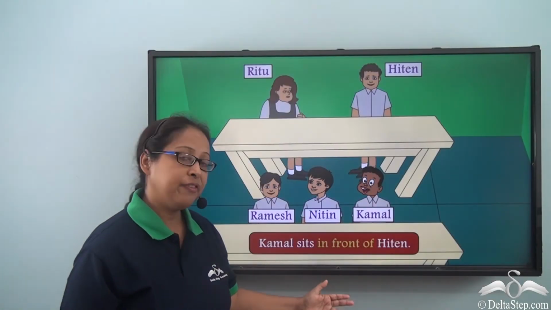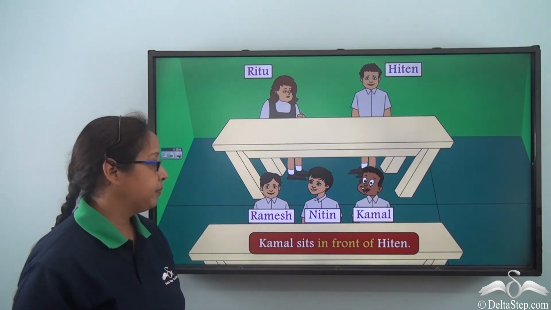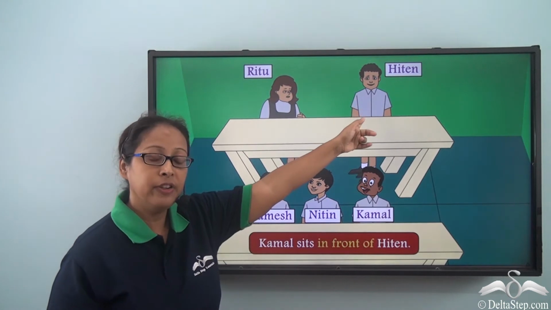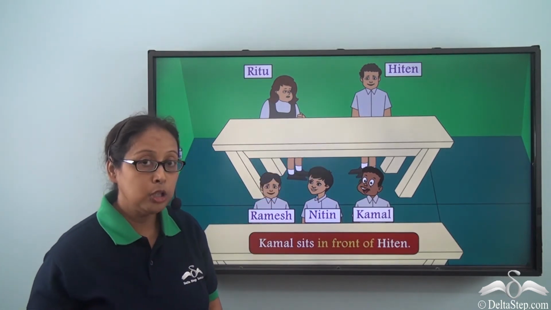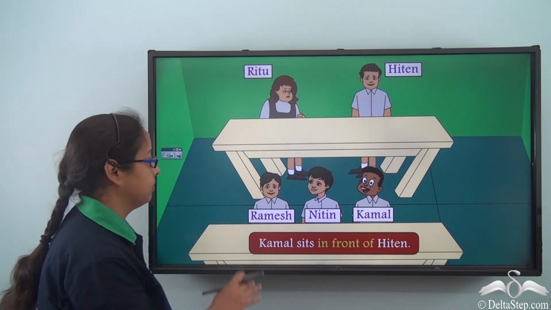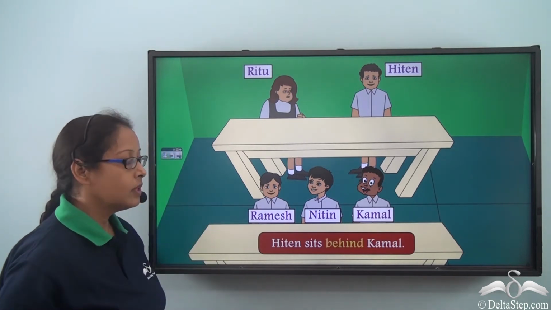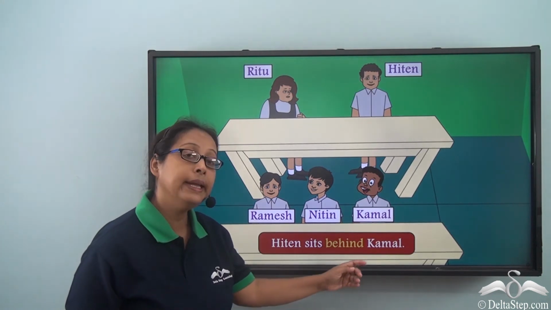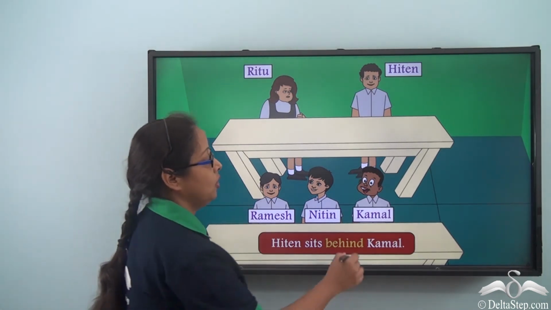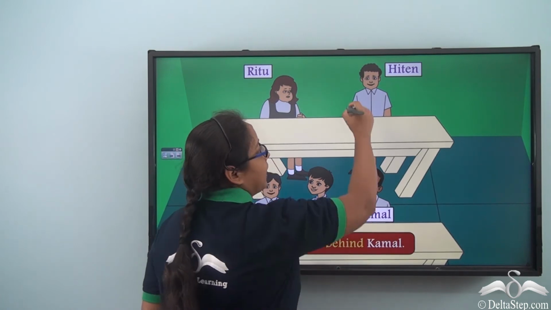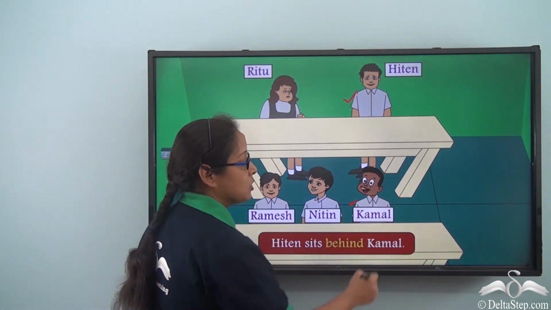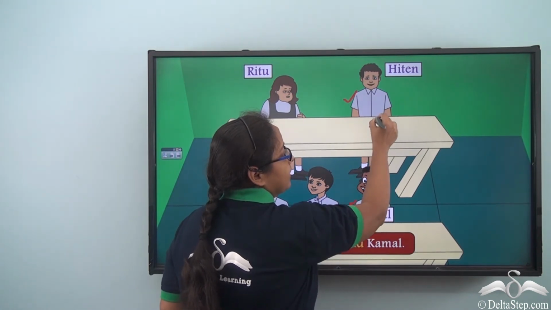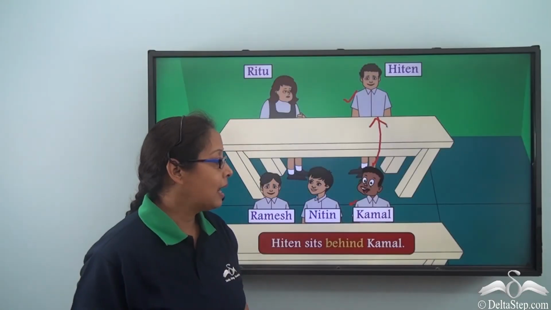Kamal sits in front of Hitin. We've already seen, this is Kamal and this is Hitin. So Kamal is sitting in front of Hitin. Now we can also say it in a different way. We can also say that Hitin sits behind Kamal. So this is Kamal and here is Hitin. So this person Hitin is sitting behind Kamal.